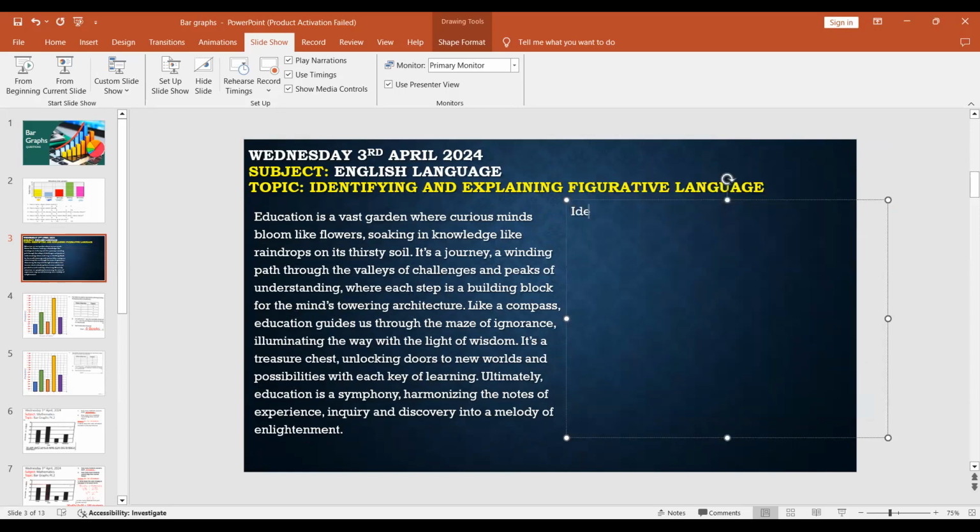Wait, one moment. Identify and explain five metaphors. Okay, identify and explain the figurative language in the passage. Start with the metaphors.